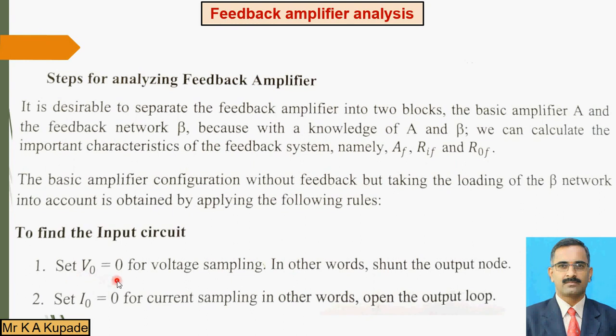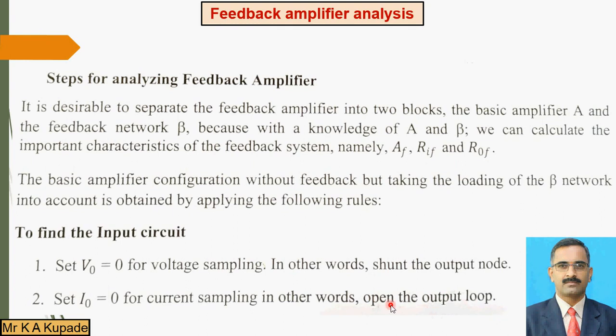Set P naught equal to 0 for voltage sampling. In other words, shunt the output node. This is the first thing. The second thing is to set I naught equal to 0, which is called current sampling. In other words, open the output loop.